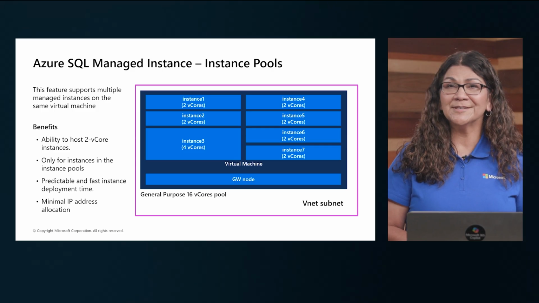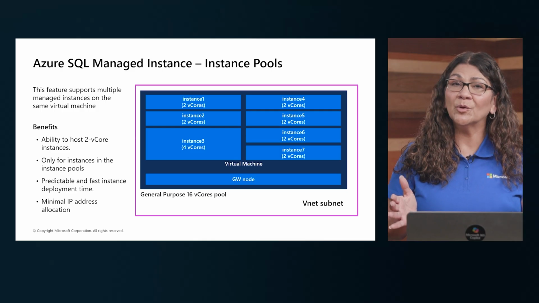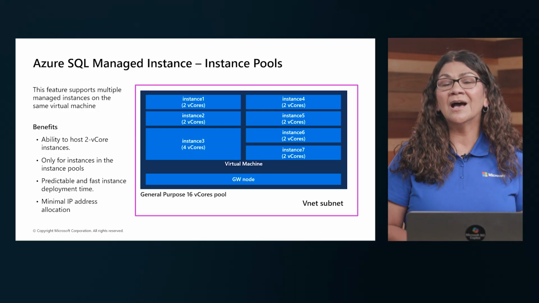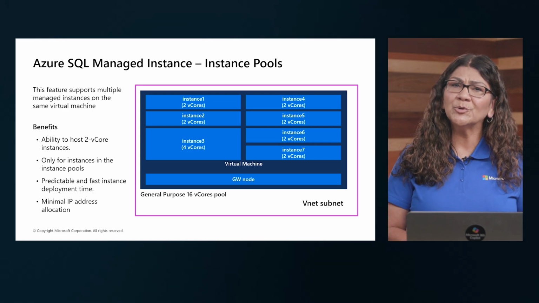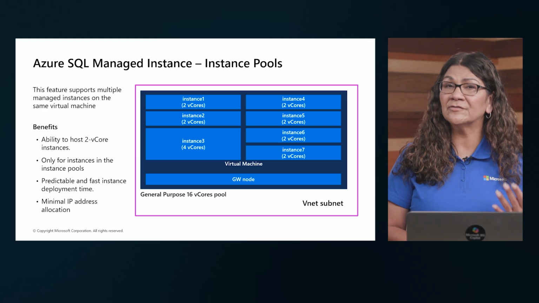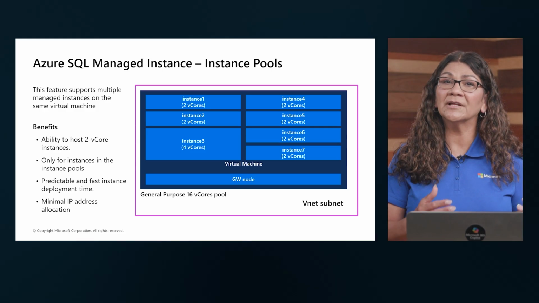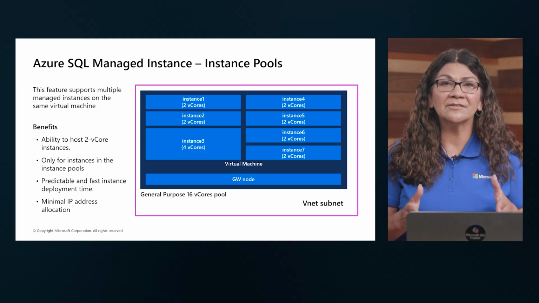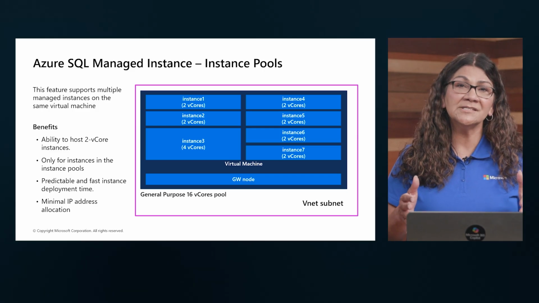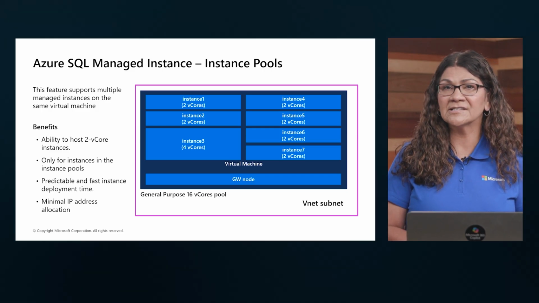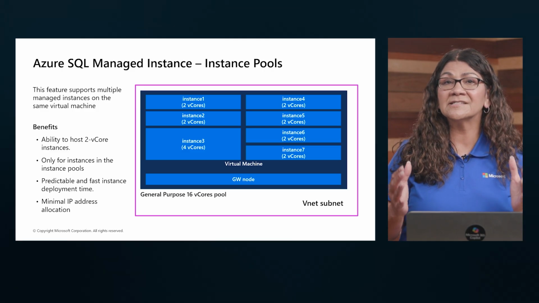Azure SQL Managed Instance pools allow multiple managed instances to be deployed on a single virtual machine, optimizing resource usage and simplifying management. Each pool is provisioned with a fixed number of vCores, up to 80, which are then partitioned among the individual instances. This diagram shows a VM with a general purpose 16 vCore pool hosting 7 instances of varying sizes from 2 to 4 vCores, all within a VNet subnet.